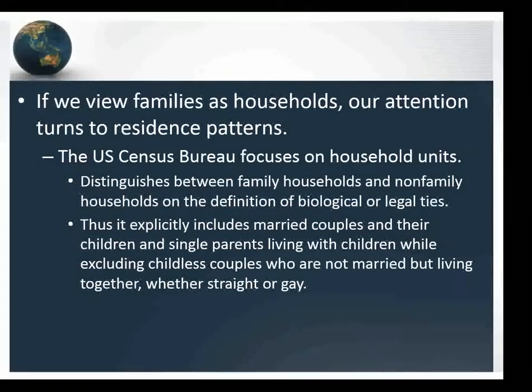If we view families as households, our attention turns to residence patterns. And the U.S. Census Bureau, like I mentioned before, focuses on household units. So it distinguishes between family households and non-family households on the definition of biological or legal ties. So a family household would be through marriage or parent-child. Non-family households would be examples of cohabitation, or maybe a group of friends living together as roommates. The drawback to this is it explicitly includes married couples and their children and single parents living with children, but it excludes childless couples who are not married but living together, whether they are straight or gay.